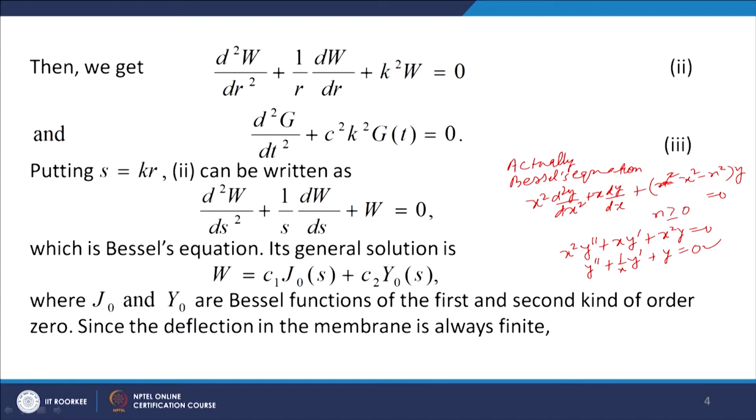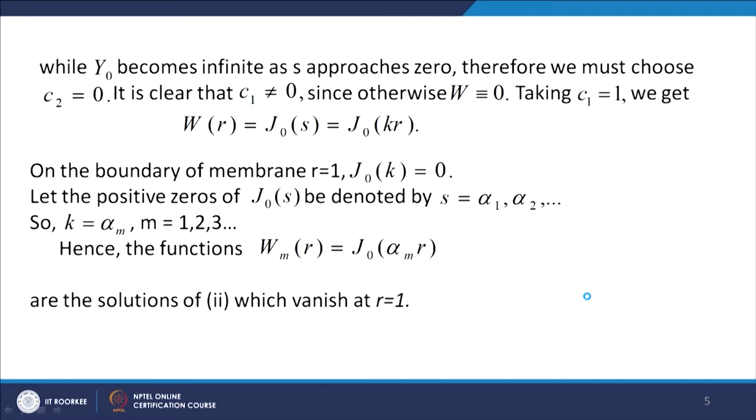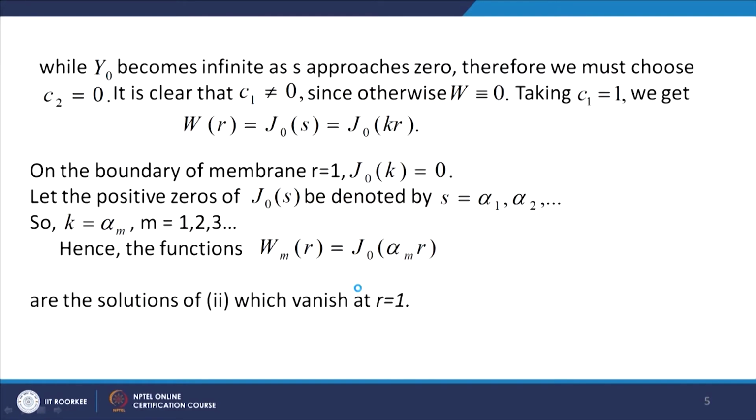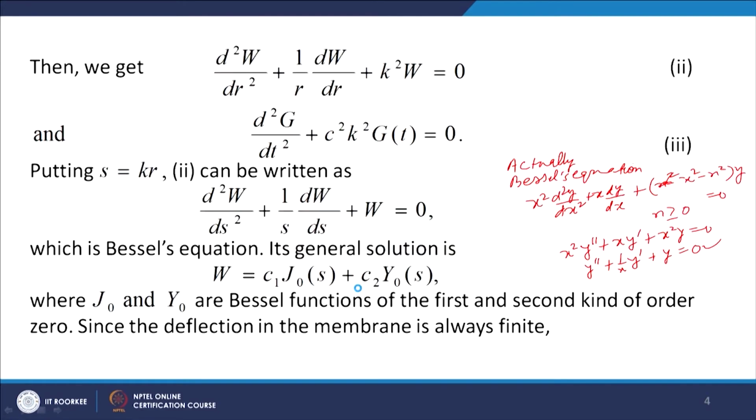Now, we are given that the deflection in the membrane is always finite. Okay. So, Y naught must be dropped because Y naught becomes infinite as s approaches 0, and therefore C2 will be taken equal to 0. So, C2 becomes 0, and then we have w equal to C1 J naught s.